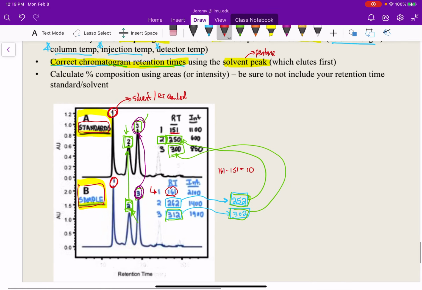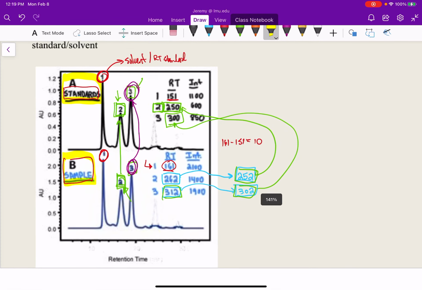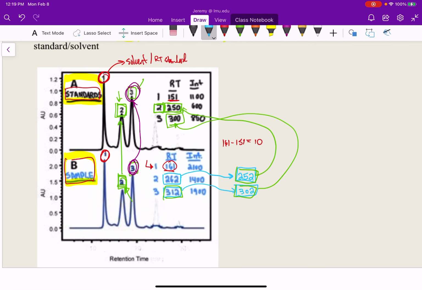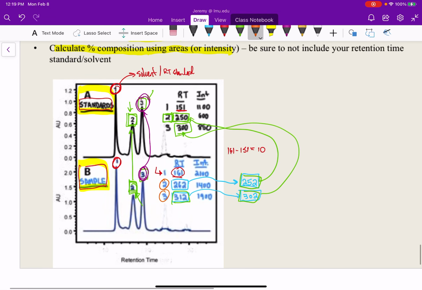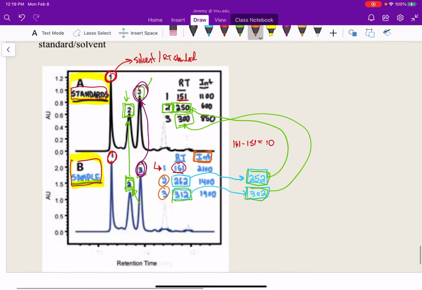Another thing you can do is ask to calculate the percent composition using areas or intensities. So let's say we want to know what is the ratio, how much of compound 2 and compound 3 do we have. To do that, we're going to be using our intensities. Sometimes those are listed as peak areas. So it's important to remember here that this compound 1, that was our pentane solvent or internal standard, we don't want to use that number. We're going to be ignoring that number.